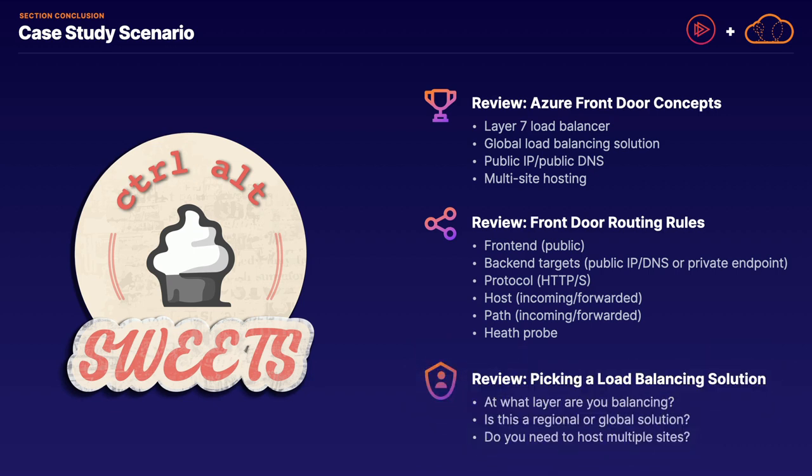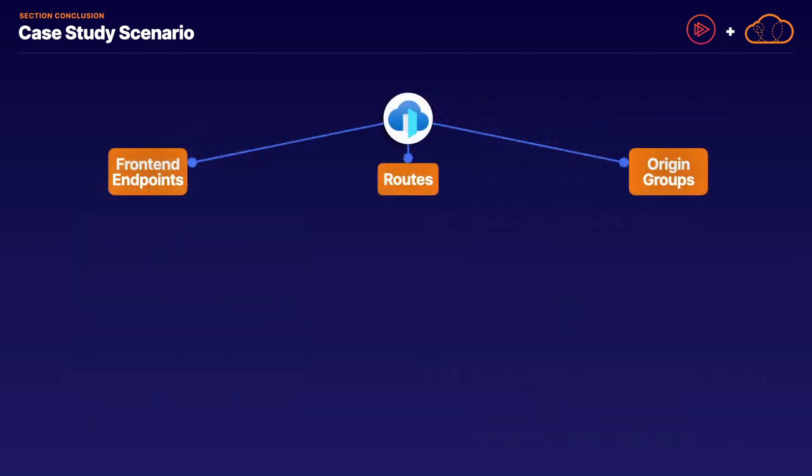And then we're going to review the logic behind picking a load balancing solution by asking questions: at what layer are you balancing? Is this a regional or global solution? And do we need to support multiple sites behind this solution or just a single site? So let's take a look at the case study scenario's architectural overview here.